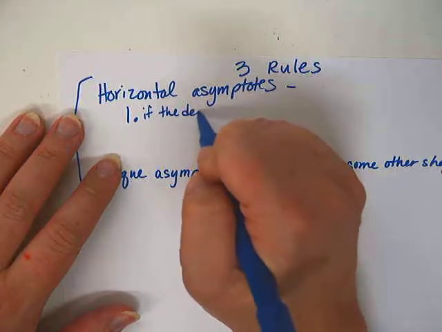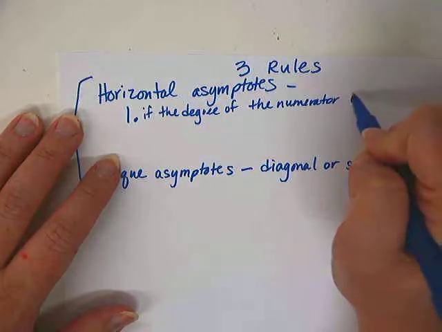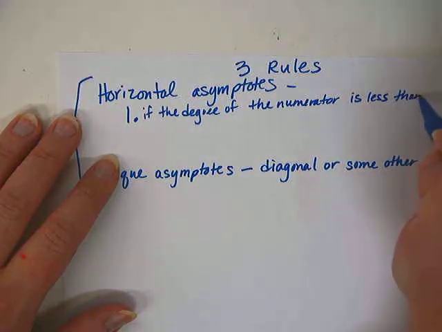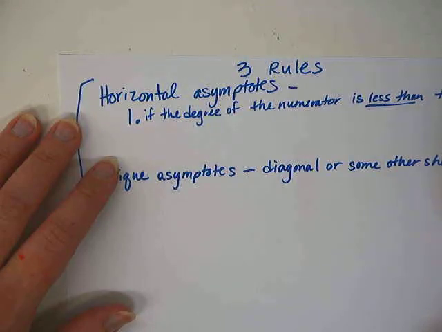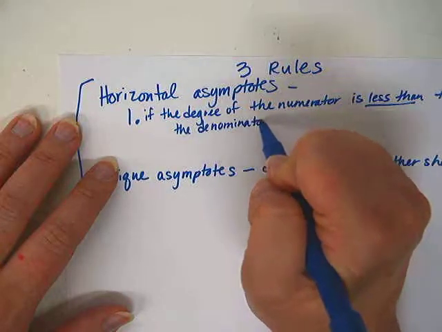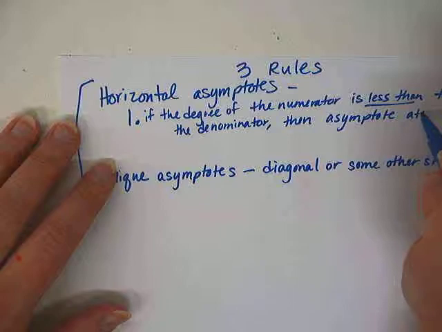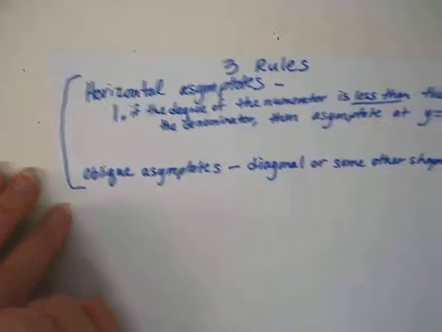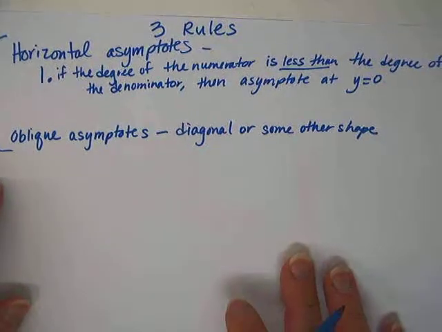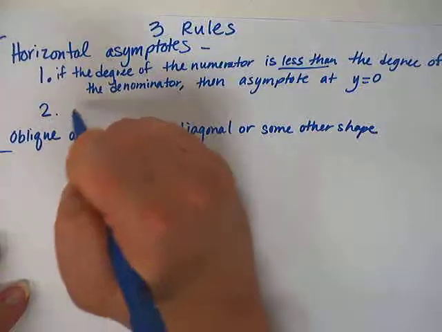So if the degree of the numerator is less than the degree of the denominator, then there's an asymptote at y equals 0. So just at the axis. Sorry, I guess you couldn't see the whole thing. Forgive me. If the degree of the numerator is less than the degree of the denominator, then there's an asymptote at y equals 0, no matter what.